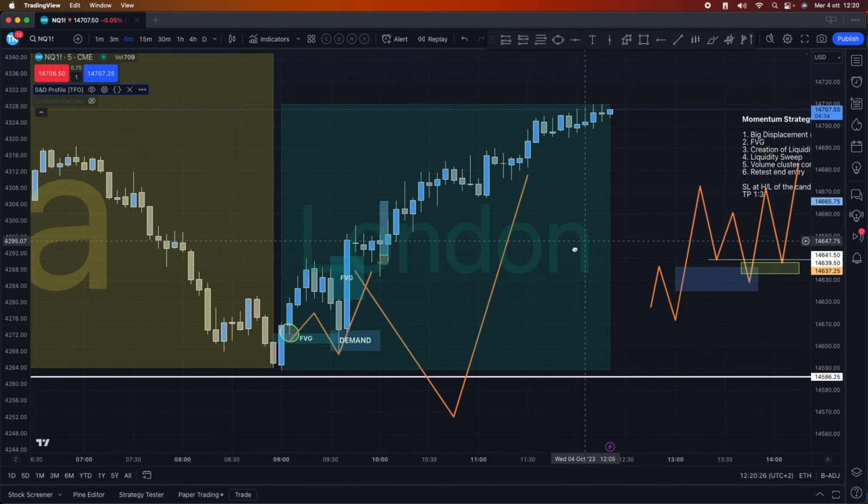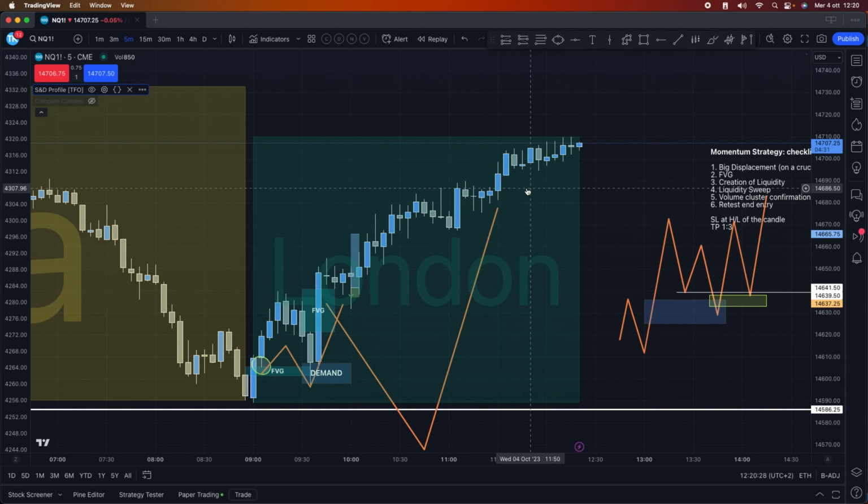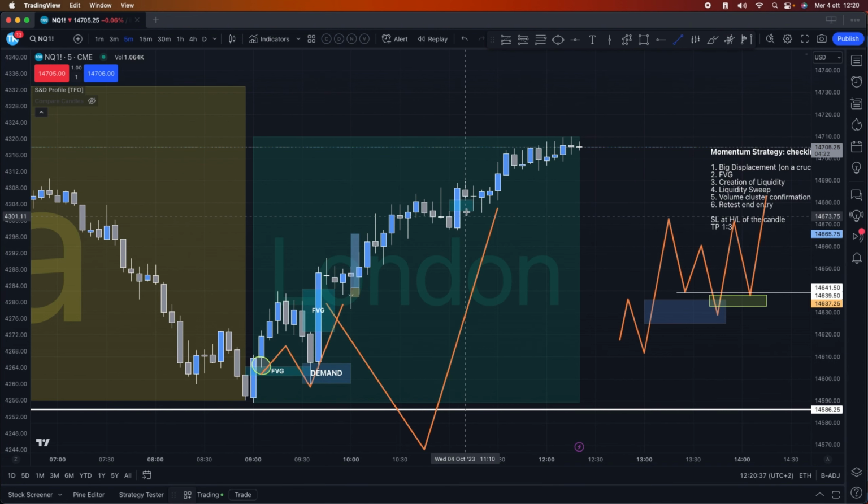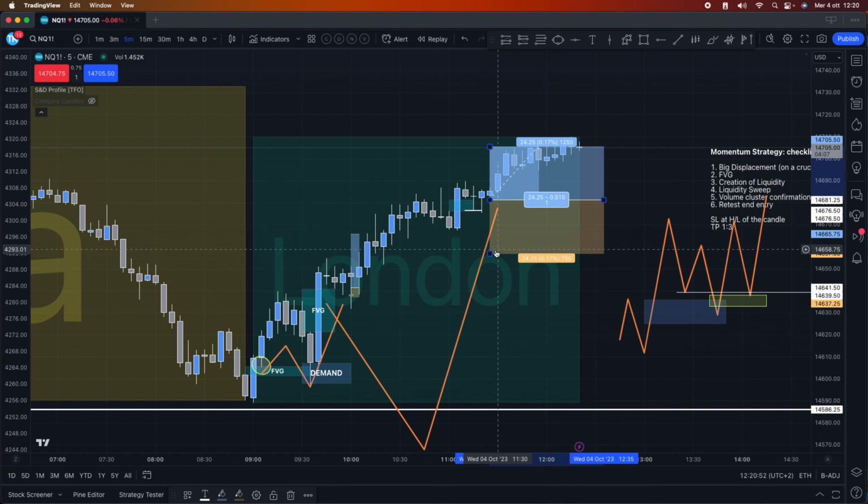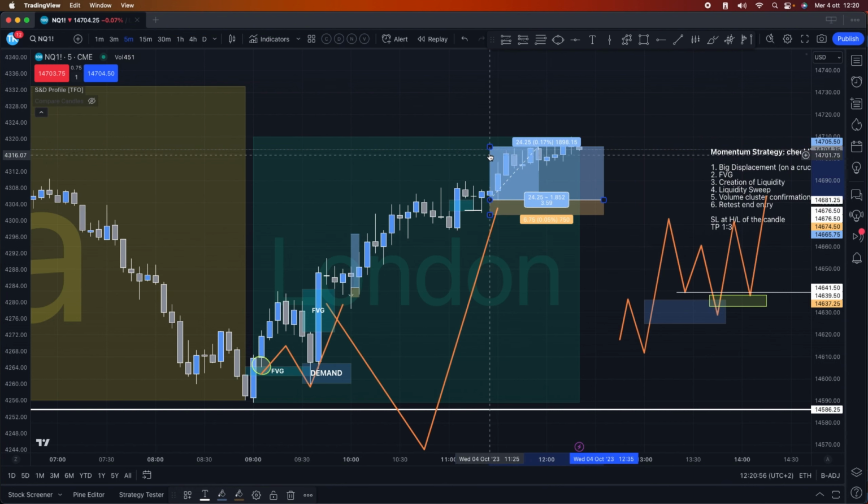Okay, the third trade, which I just closed, was this one. So we have a fair value gap, we have liquidity here, we have pressure, we have a new cluster here. I enter the trade right here, stop loss below the cluster, 1 to 3 risk reward.